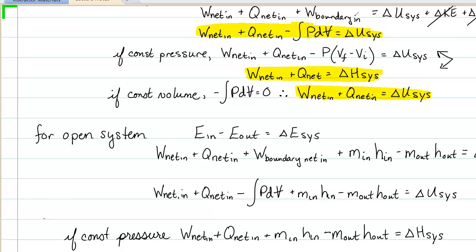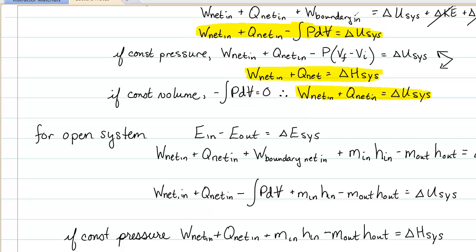And then again, if we have a constant volume open system, which is often what we do, then we have work in plus Q in plus mass in enthalpy in is the change in internal energy of the system. So our boundary work here is 0. So hopefully that makes it a little bit easier to see when we use internal energy and enthalpy.